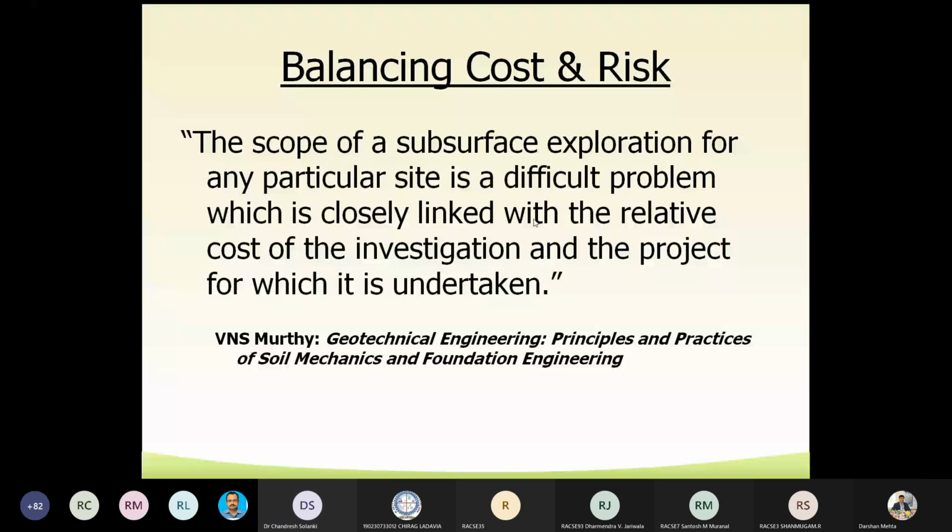Whereas, wherever more risk is involved, whenever you are going for prestigious projects, heavy structures, or working on poor soils, in such cases you cannot take a risk to save money, and you have to go for detailed investigations in such circumstances. It means you need to manage your cost and risk as far as geotechnical investigation is concerned.